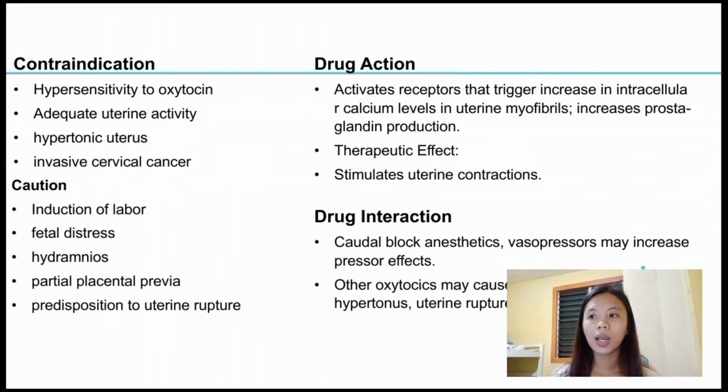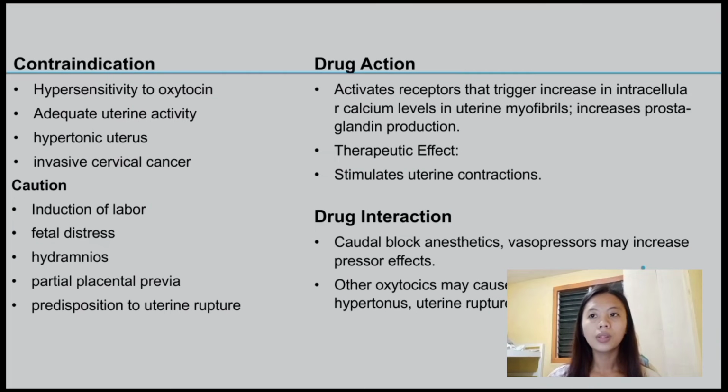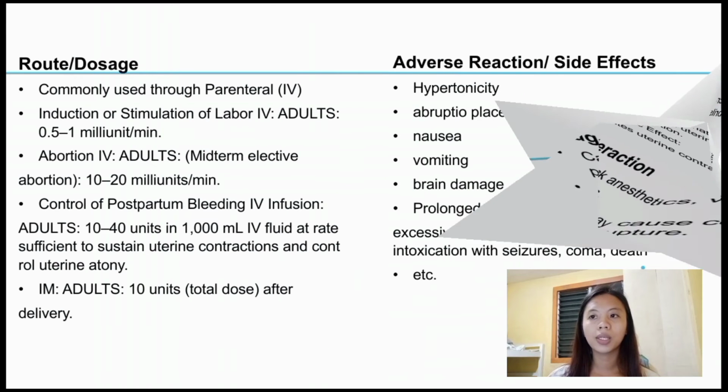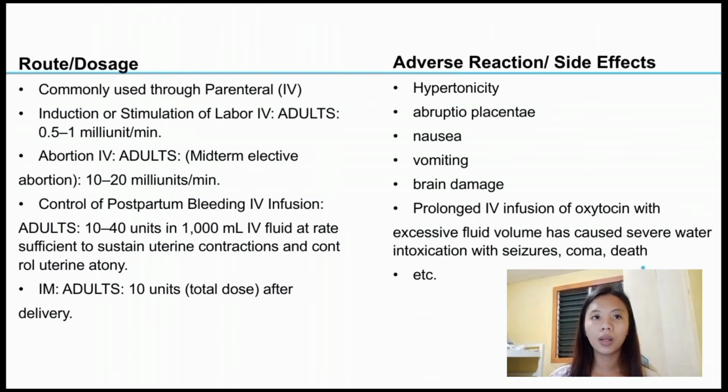For drug interactions, caudal block anesthetics and vasopressors may increase the pressor effect, and other oxytocics may cause cervical lacerations, uterine hypertonus, and uterine rupture. The route of this drug is commonly parenteral or IV. For induction or stimulation of labor, intravenous for adults is 0.5 to 1 milliunit per minute. For abortion, intravenous for adults, midterm elective abortion is 10 to 20 milliunits per minute.